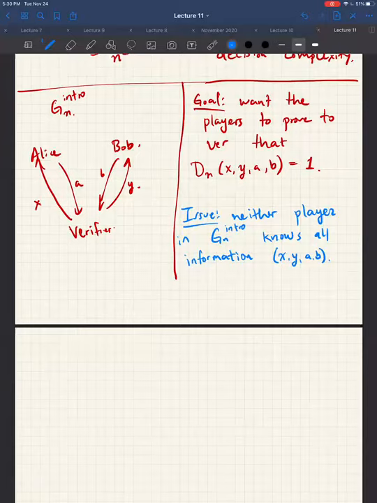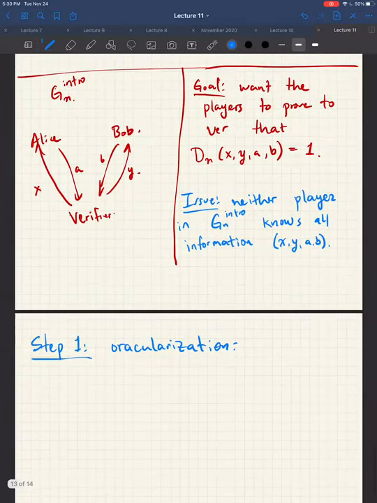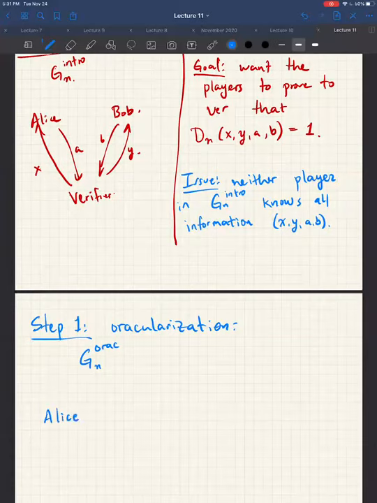And this is where we use something called the Oracularization Transformation. It'll seem kind of crazy at first, but maybe I'll convince you that it's not such a crazy idea. So in this, we're going to create a new game. Let's call this G Orac subscript n. And in this new game, Alice, instead of just getting the question X, will now get questions X and Y. Let's draw it this way.